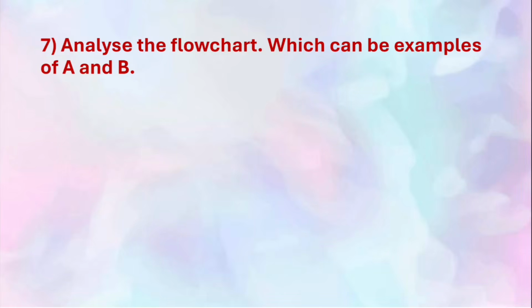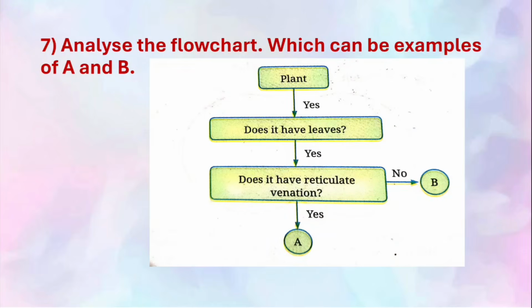Seventh question. Analyze the flowchart. What can be examples of A and B? The flowchart is given here. Plants, yes. Does it have leaves? Yes. Does it have reticulate venation? If yes, then the example will be hibiscus. If the answer is no, then B will be grass.